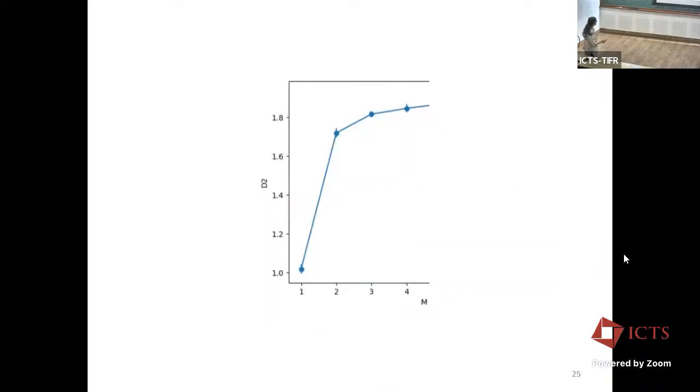So to check whether you have chosen the correct dimension or not, you can plot this D2 versus m, and wherever D2 starts saturating, that is the correct dimension to be used.